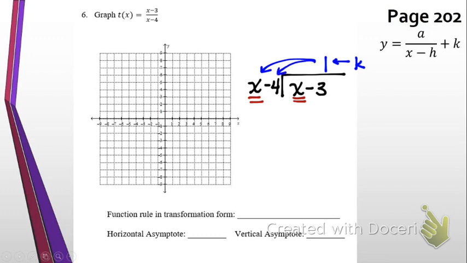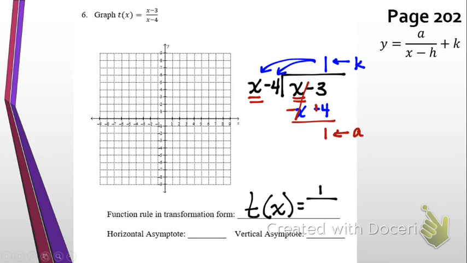I distribute that to both pieces, so I have x minus 4. Flip signs. Do not forget to flip your signs. That's going to cancel. What do I get left over? 1. So it turns out that 1 is my a value, but not for the same reason. 1 was my k value up on top because it was the whole number. A is 1 because that's what I've got left over. So what is my transformation form? T of x equals 1 over x minus 4 plus 1.